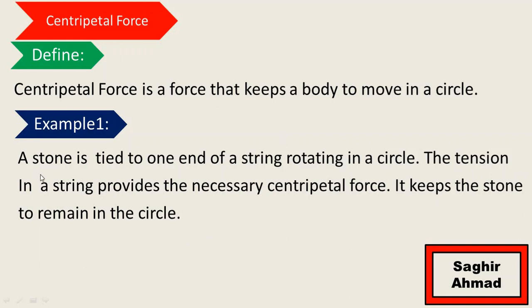So the tension T in a string provides the necessary centripetal force. In this case, what force provides the centripetal force that keeps a stone moving in a circle? That is the tension force. The tension in a string provides the necessary centripetal force. It keeps the stone to remain in the circle.